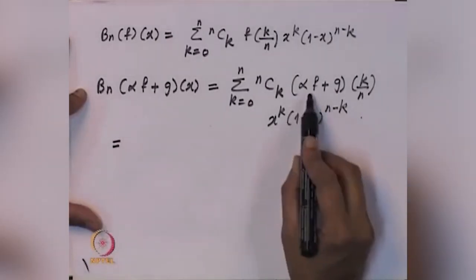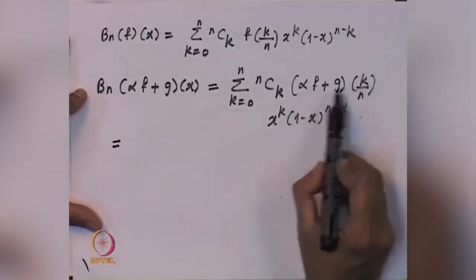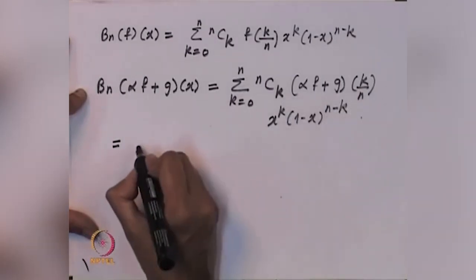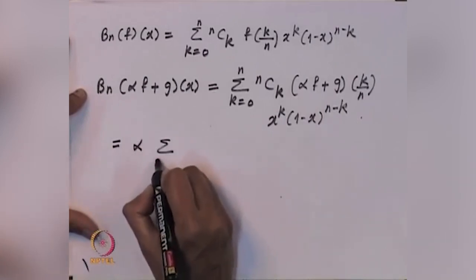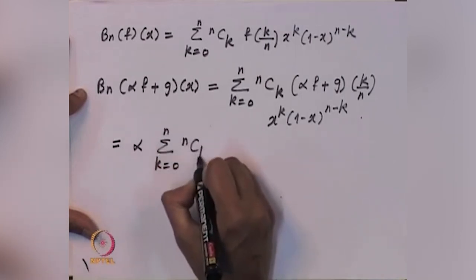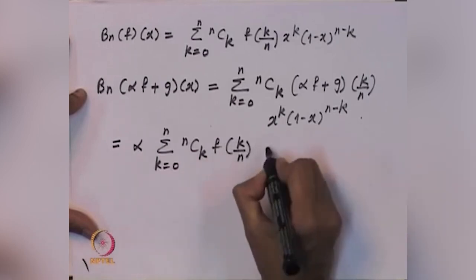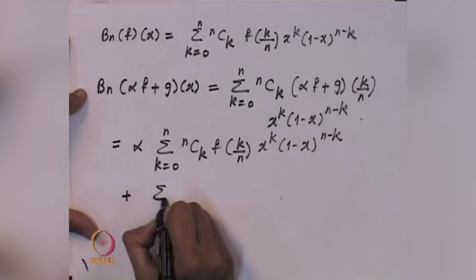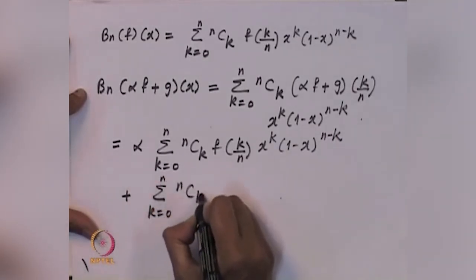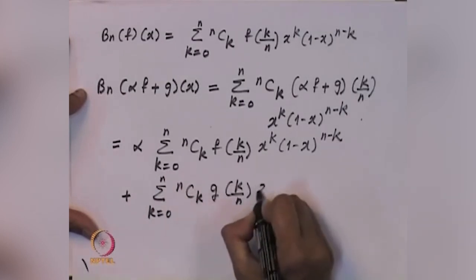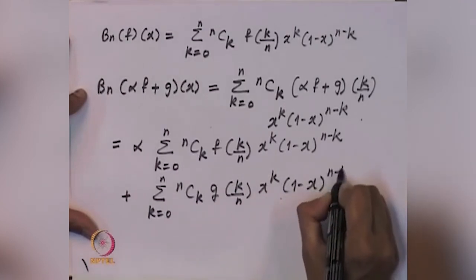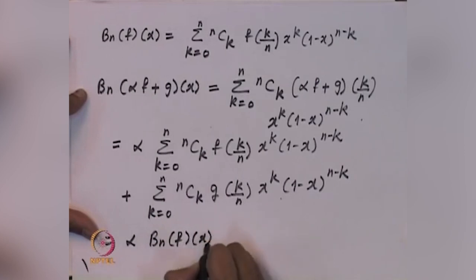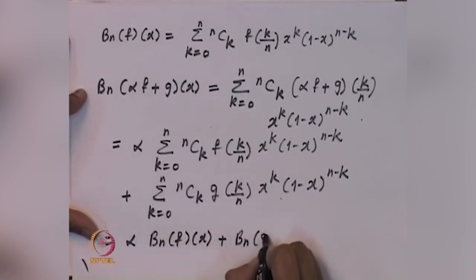Now, this will be equal to alpha f plus g at k by n, which is alpha times f of k by n plus g of k by n. So, let us take alpha common and split the sums. This will be alpha times summation k going from 0 to n, n c k, value of f at k by n, x raised to k, 1 minus x raised to n minus k, plus summation k going from 0 to n, n c k, value of g at k by n, x raised to k, 1 minus x raised to n minus k. So, this is alpha times Bernstein polynomial of f at x plus Bernstein polynomial of g at x.